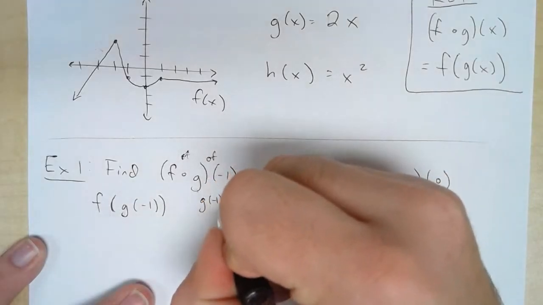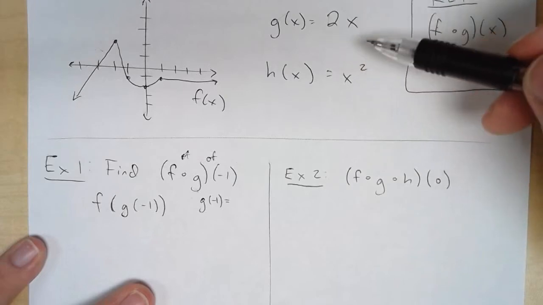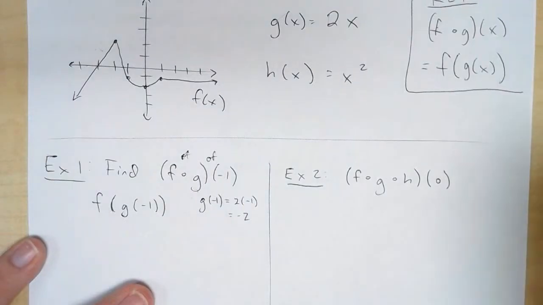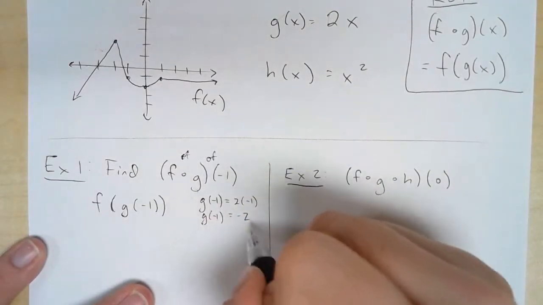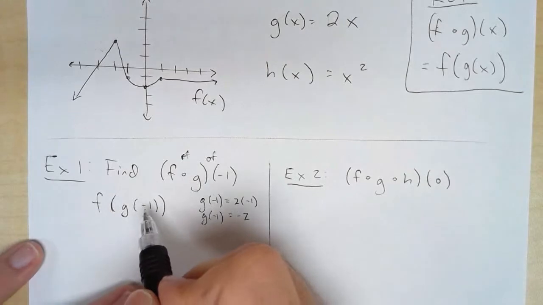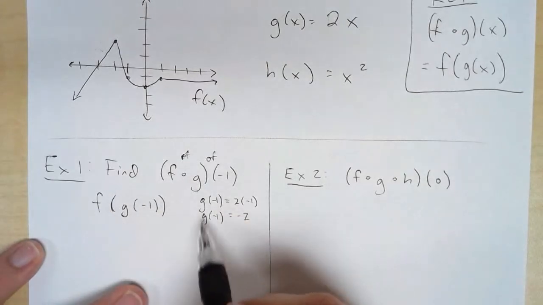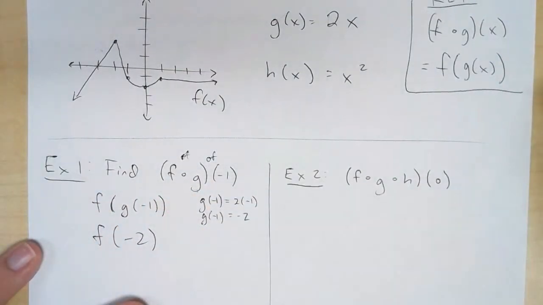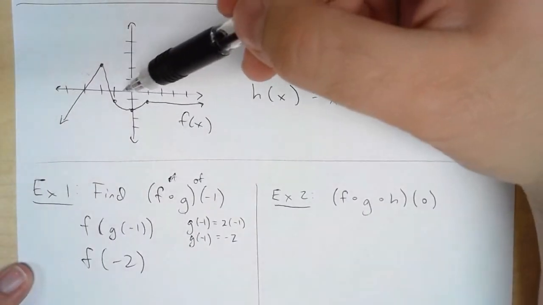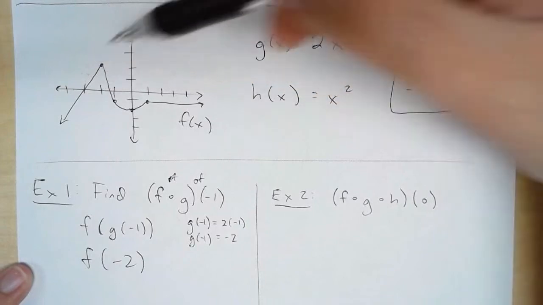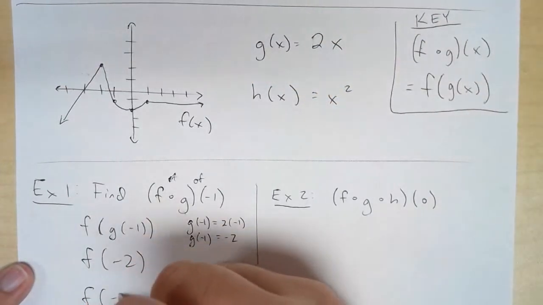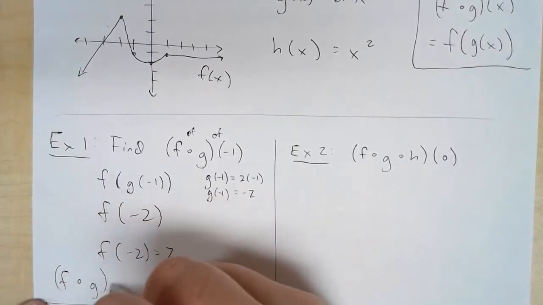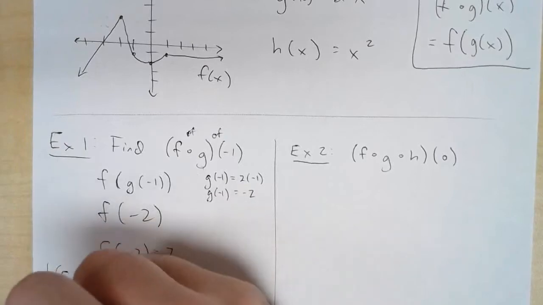So I'll just do some work over here to the side. G of -1, my g function is 2 times whatever it is. So 2 times -1, which is going to give me -2. So I know g of -1 is -2, so I'm going to substitute for g of -1. I'm going to replace the whole thing because I know that the whole thing is equal to -2. So f of -2. Okay, so I'm going to go to my f function, go back to -2. My output value is 2. So f of -2 equals 2. So we can say overall that f of g of -1 equals 2.